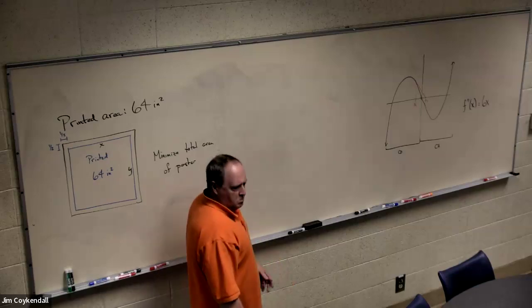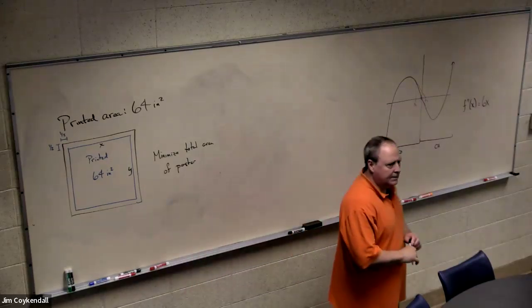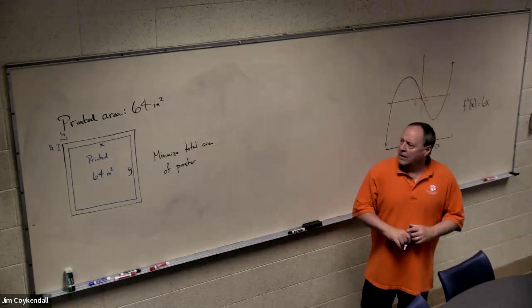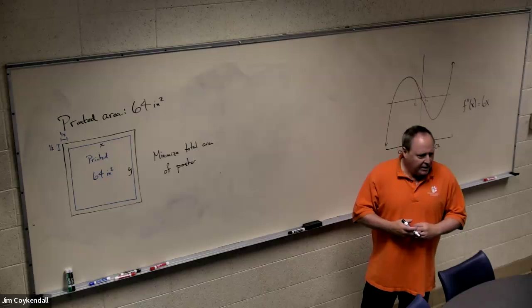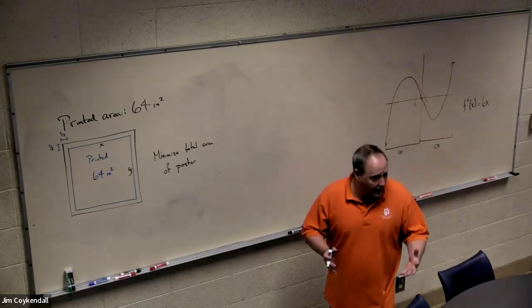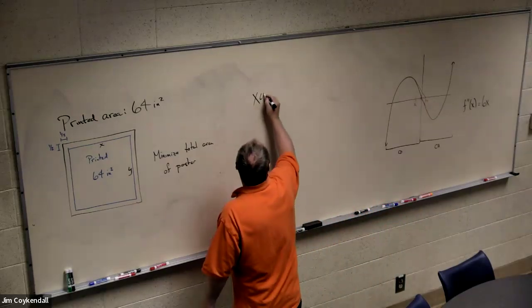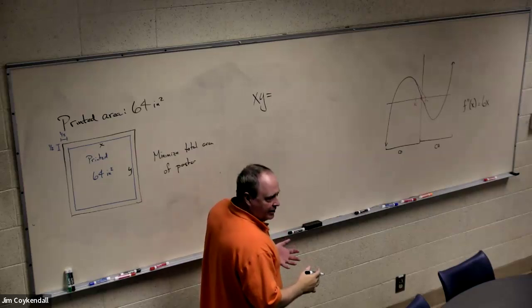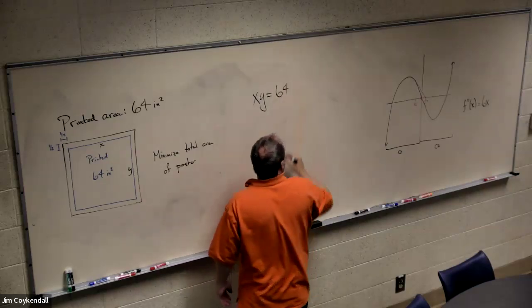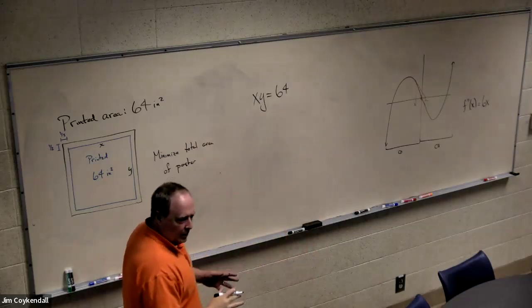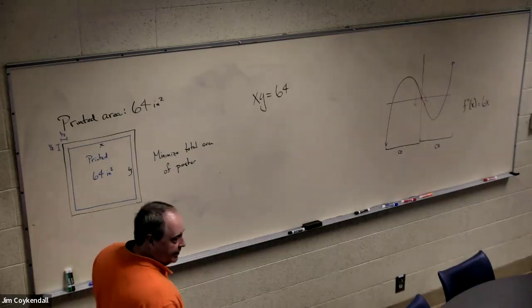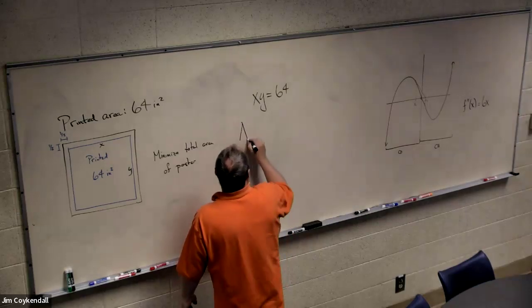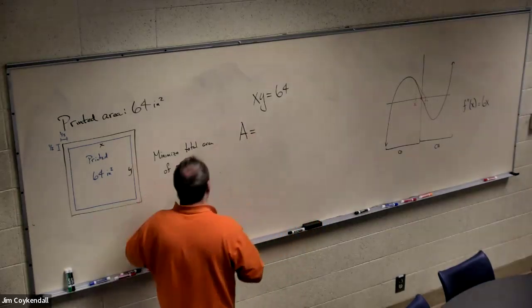So let's gather some facts. What do we know? What's a piece of information? Which area? Of the printed area, right? And what's the printed area supposed to be? How big is the printed area? Okay, good. So I got that: X Y is going to be 64. That's my constraint, right? And what are we trying to minimize? The total area. What is the total area of this thing?